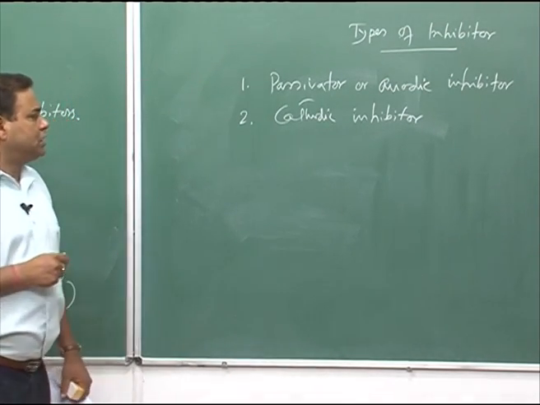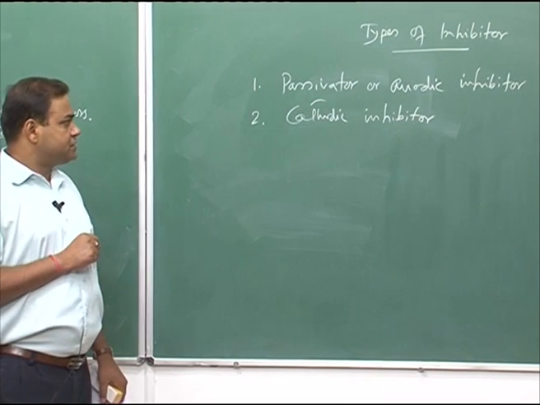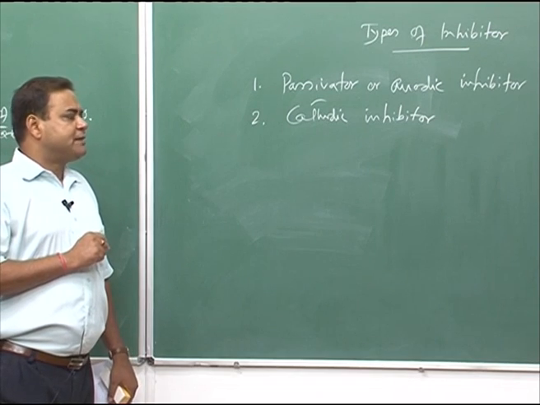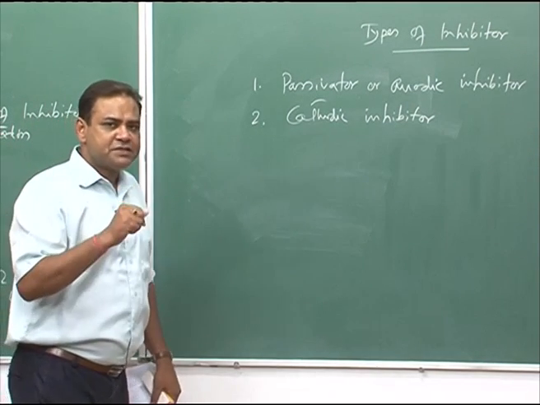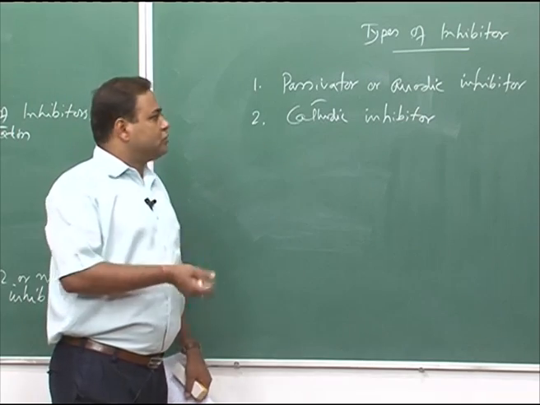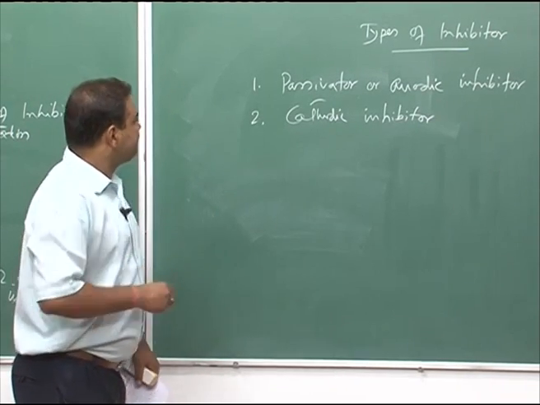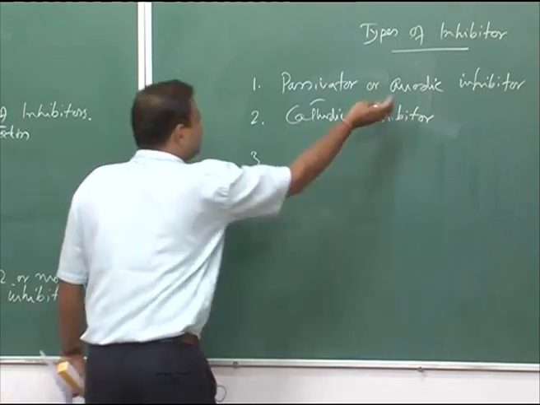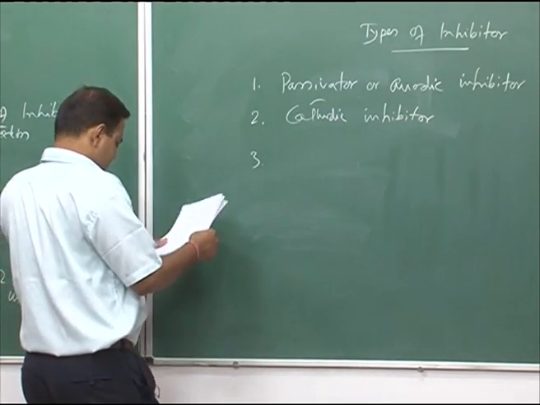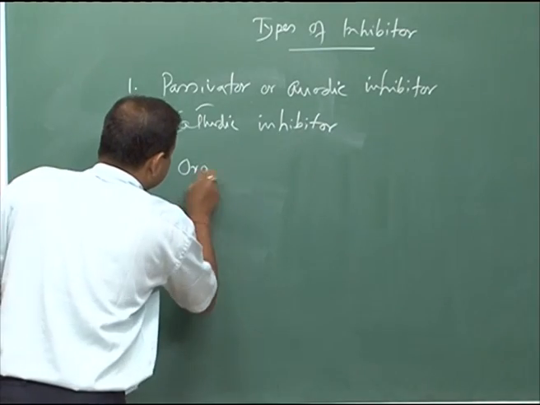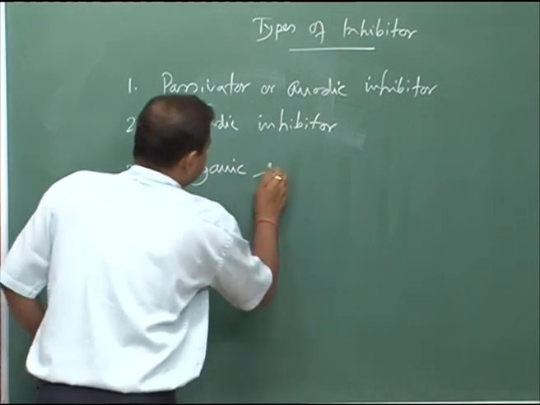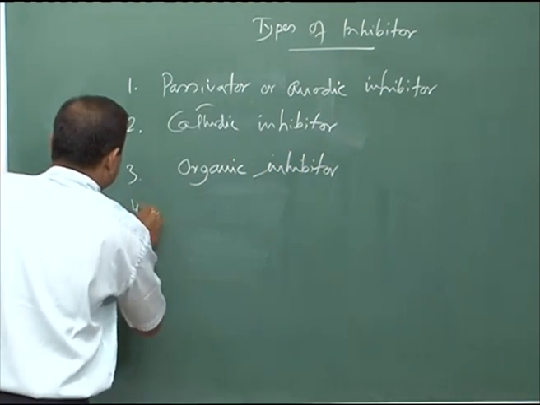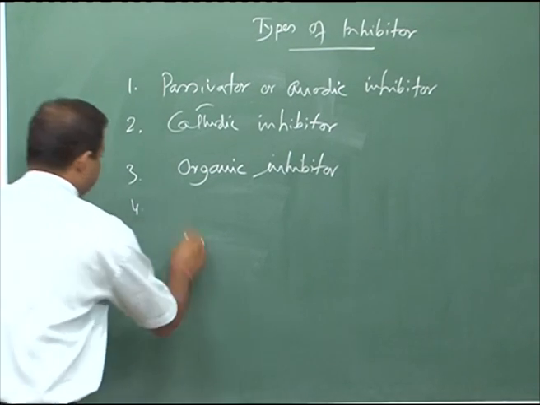That is called a barrier type inhibitor, which actually forms a barrier on the surface of the metal, and that barrier will not allow the corrosive species to react with the metal. So, there could be a barrier type inhibitor, either cathodic or anodic. Then the organic inhibitor, and fourth is the vapor phase inhibitor.